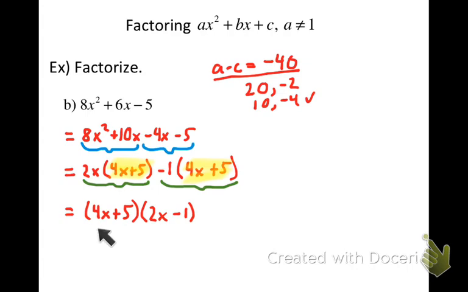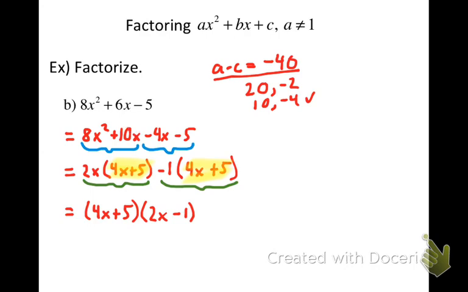We're going to do 4x times 2x, which is 8x squared. 5 times negative 1 is negative 5, so the most obvious things are right. And then we're going to multiply our outer terms and inner terms. So if we do 4x times negative 1, that gives us negative 4x. 5 times 2x gives us 10x, and 10x minus 4x is 6x. So yeah, indeed, we've got the right factored form.